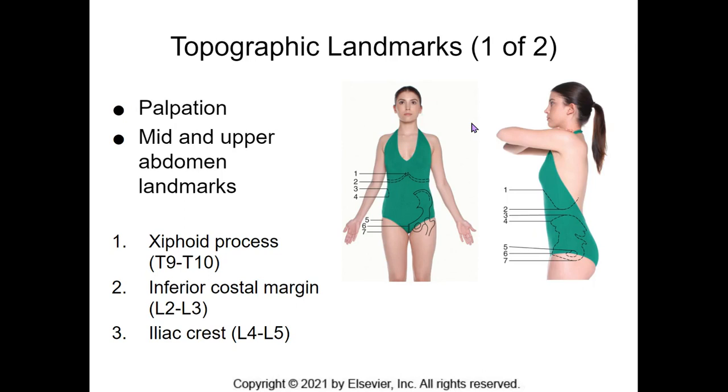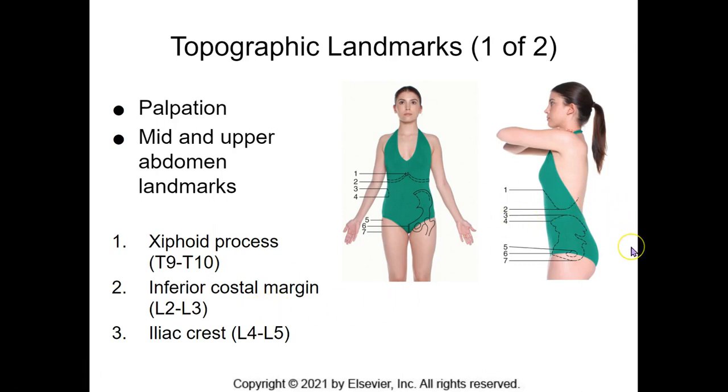Number 2, the inferior costal margin. That is, costal refers to rib, by the way. That is approximately the level of L2, L3, and you can see that on your diagram here. That landmark is helpful because it will help us locate organs such as the gallbladder and the stomach. So in other words, the stomach corresponds to the level of the bottom of the rib cage.